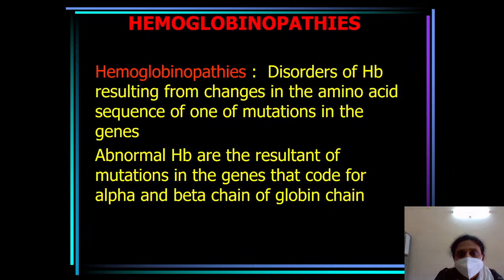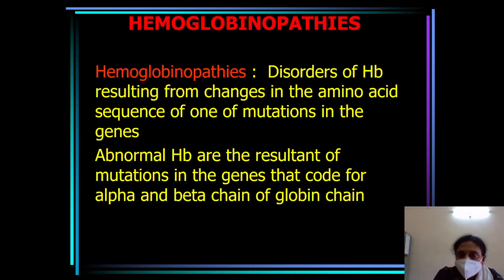hemoglobins. So normally, if you remember the structure of hemoglobin, heme plus globin forms hemoglobin. Four globin chains are present, 2 alpha and 2 beta. Now, these hemoglobinopathies are a group of disorders due to change in the amino acid sequence of globin chains. Why has the amino acid sequence changed? It means because of mutations of the genes which are responsible for synthesis of globin chains.